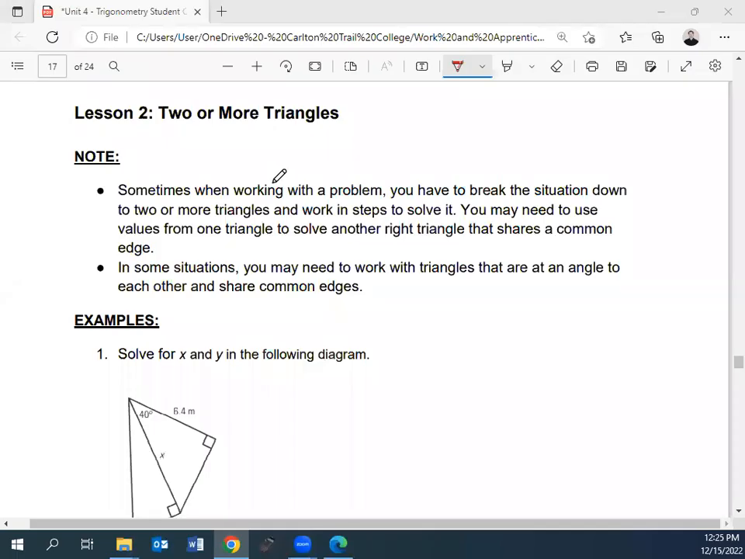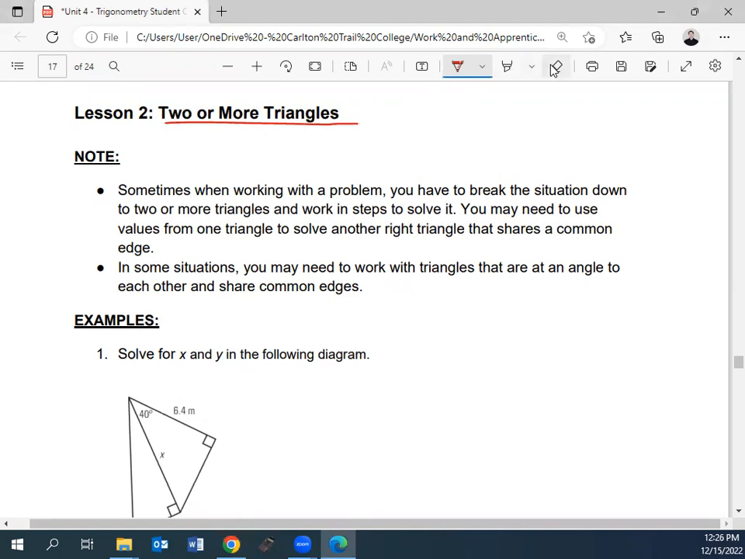Section 2 of this, you're actually not going to be getting anything new. We've already learned all the skills that we need, which is Pythagoras and trig. You're still using those exact same things we've been using throughout the week. The only difference now with this one is it's going to have at least 2 triangles in the questions.